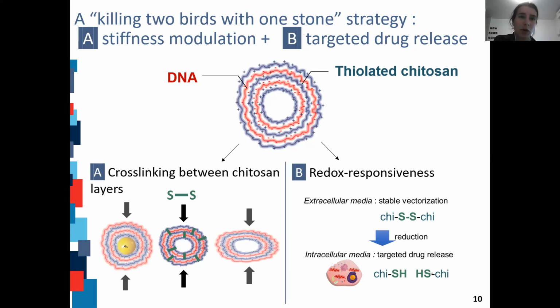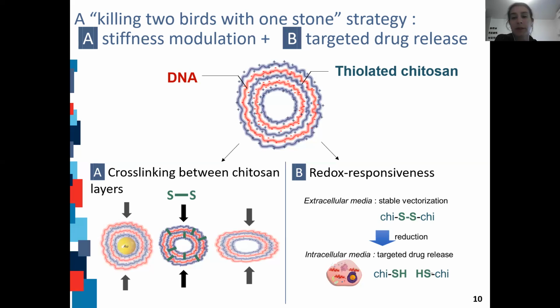On one side, we could control the mechanical properties thanks to a disulfide bond between the chitosan layers in the multi-layer film. It allowed us to get an intermediate behavior between the nanoparticles, which are stiff, and the capsules, which are flexible. And on the other side, the addition of a thiol function allows us to do stimulus responsiveness, because the disulfide bonds are extremely stable in extracellular media, and they can be easily reduced when they go into the cell by a reducing agent that is naturally present there.